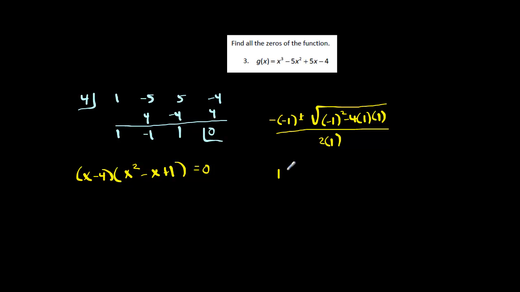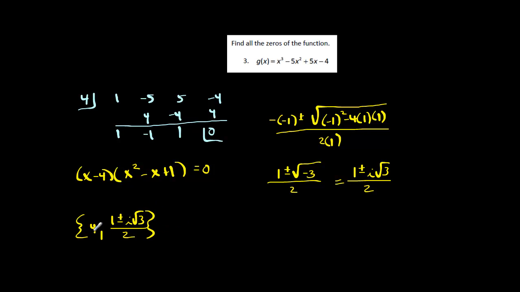So we're going to have 1 plus or minus the square root of 1 minus 4, which is negative 3. So this is 1 plus or minus i root 3 all over 2. So here's 2 zeros in addition to positive 4. So we have 4 and 1 plus or minus i root 3 all over 2. So here are your 3 zeros right here.